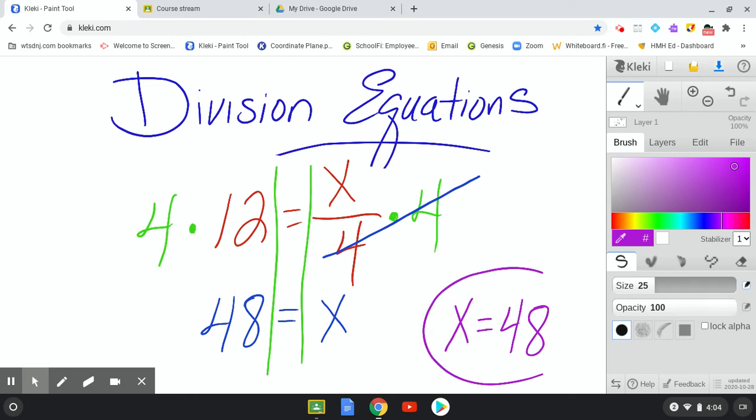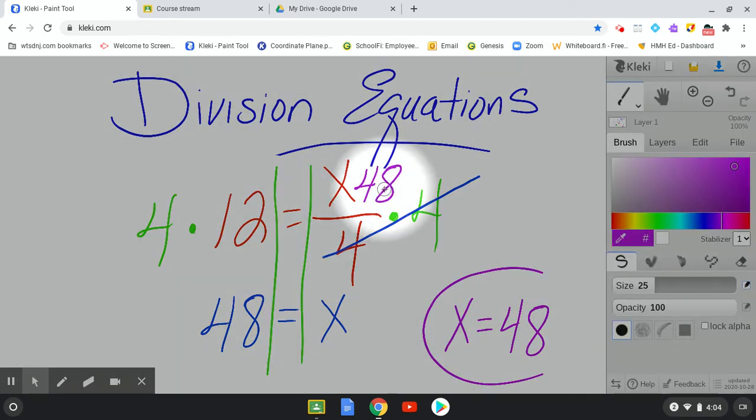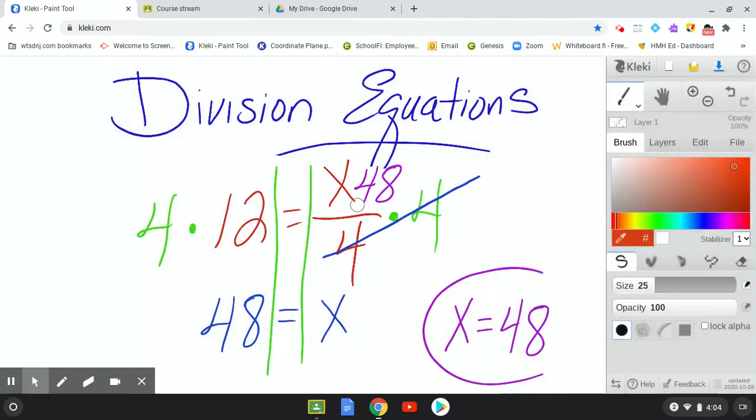So let's see if that is correct by plugging it in. So if I plug in 48 for x, and I take 48 divided by 4, if I actually did the math, that would equal 12. So then my left side and my right side would equal. So that tells me that x is equal to 48 is a correct answer.